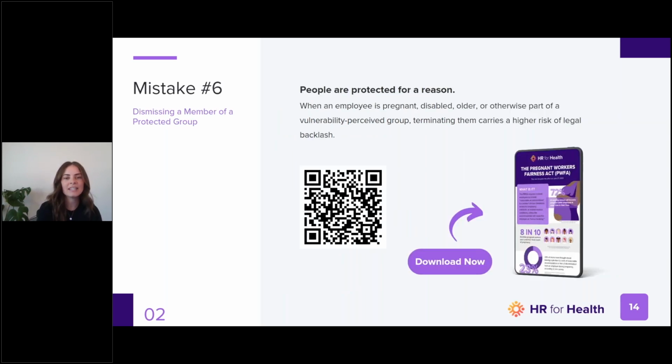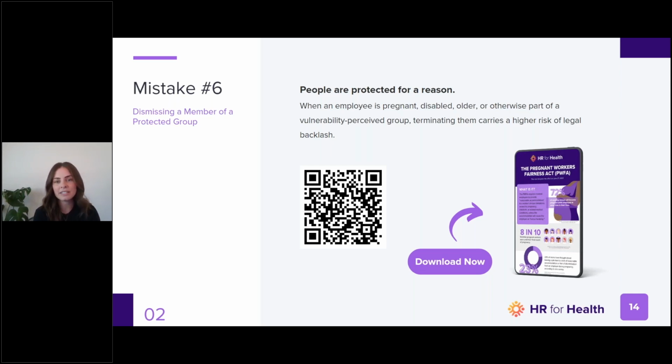Okay, mistake number 6, dismissing a member of a protected group. So if you've called us before the termination, you've probably been asked those 3 questions. Are they pregnant? Are they disabled? And are they older? So these 3 groups are always going to be higher risk. Again, doesn't mean that you can't terminate them. It just has a little bit more risk associated with it, especially if someone is currently pregnant and you want to terminate them, that could be very risky.